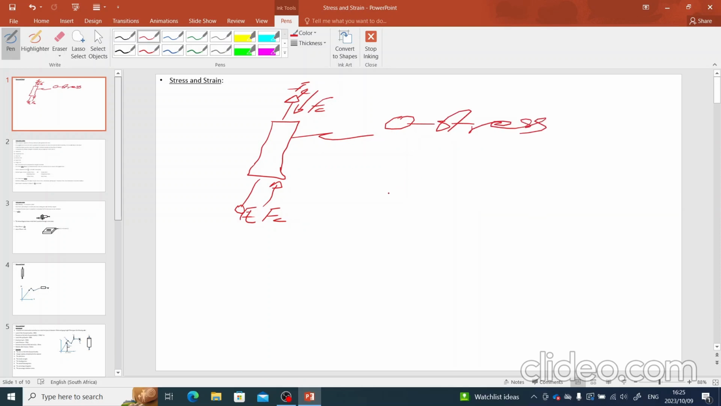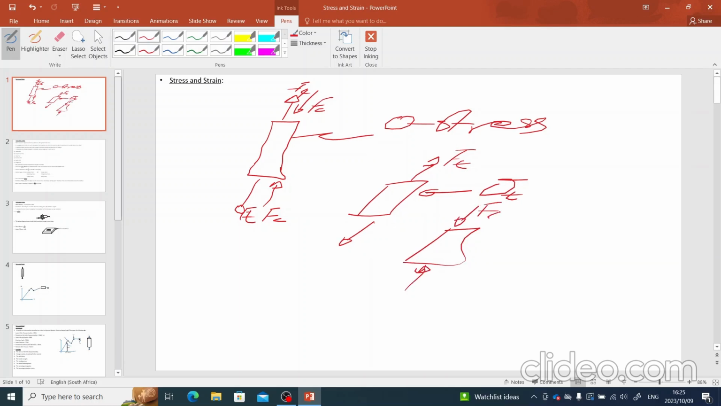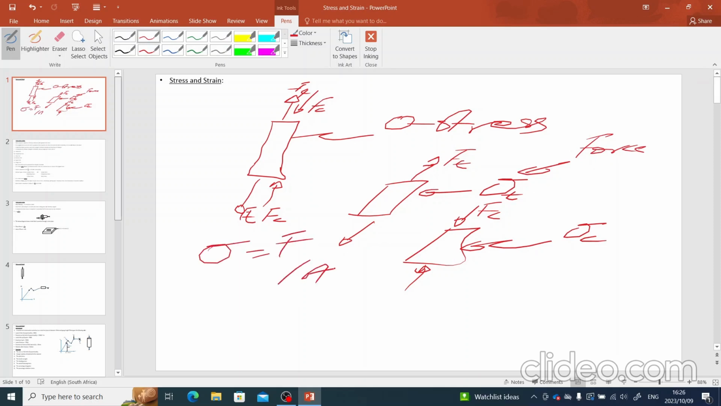And if we have applied the force tensile, what is force tensile? It is the force that pulls away from the object. Then the material will experience stress tensile. If the force applied is compression, then the stress on this test piece will be stress compression. Now, clearly, the stress occurs as a result of the force applied. That is why the formula for calculating stress is force over area.